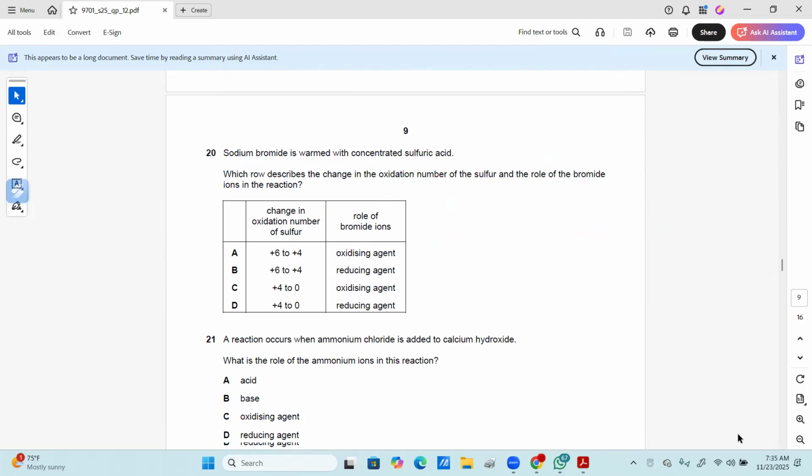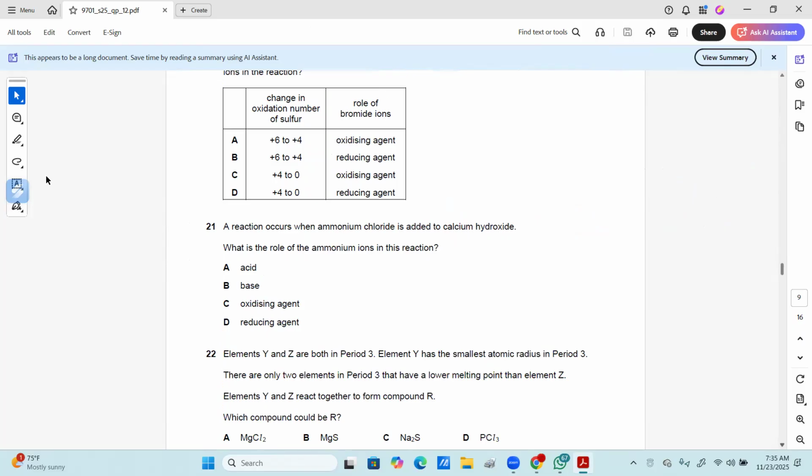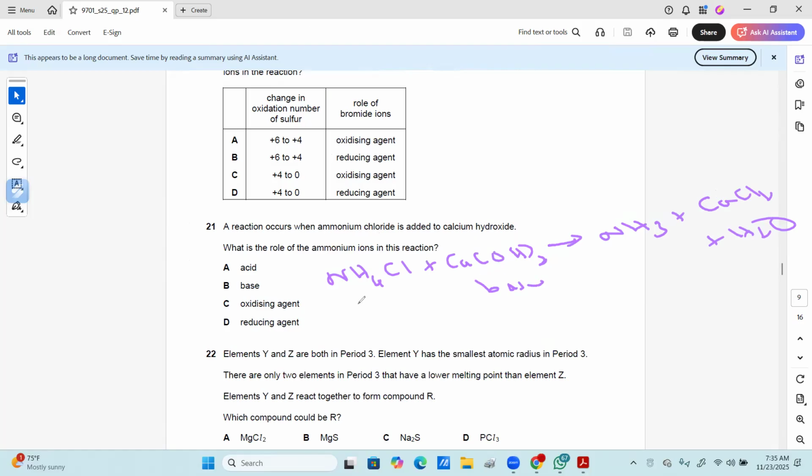21. A reaction occurs when ammonium chloride is added to calcium hydroxide. Okay, so we see ammonium chloride and calcium hydroxide. So you can get ammonia gas, calcium chloride and water. What is the role of ammonium ions in this reaction? So this is a base, therefore this should act as an acid. So the correct answer is acid. You can see the formation of a salt and water.